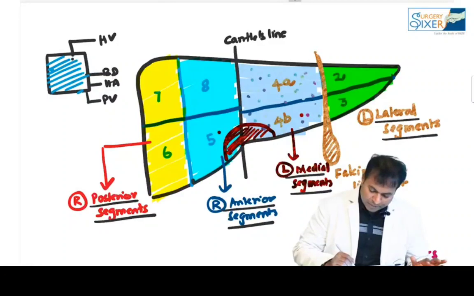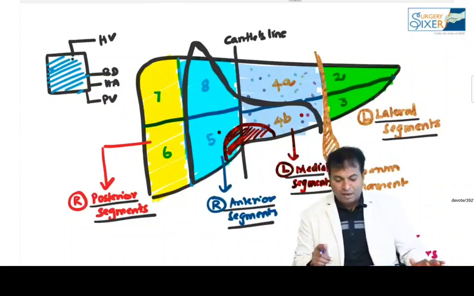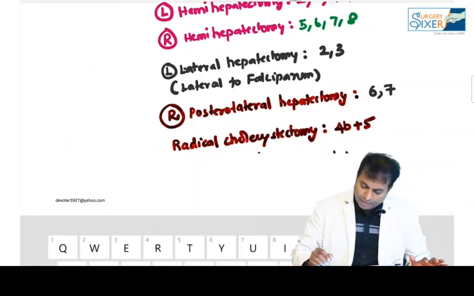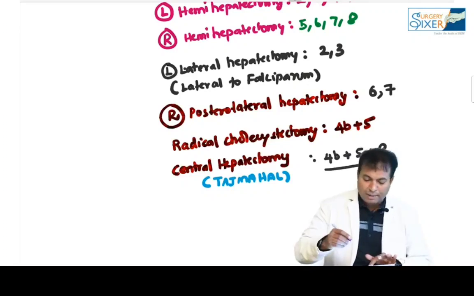You just see how I am resecting it. Segments 5, 8 and 4B. It looks like a Taj Mahal. So this is known as central hepatectomy or Taj Mahal hepatectomy. What are the segments removed in Taj Mahal hepatectomy? 4B plus 5 plus 8 are the segments removed in Taj Mahal hepatectomy.